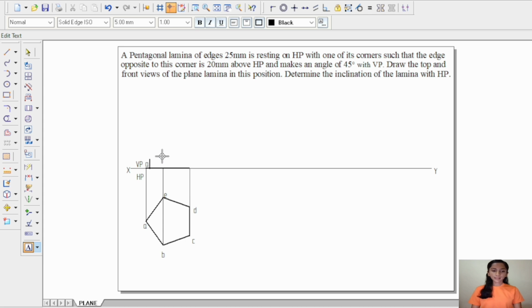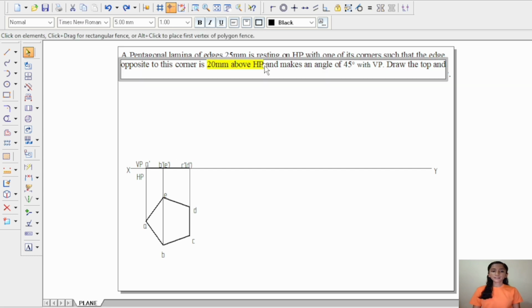Now using text command, let's name the front view. This is A dash. Since we are observing from HP, B is visible but the point E is not visible, so we are naming it as B dash and in bracket we are naming this as E dash. Similarly, C is visible but D is not visible, so we are writing as C dash and in bracket D dash.